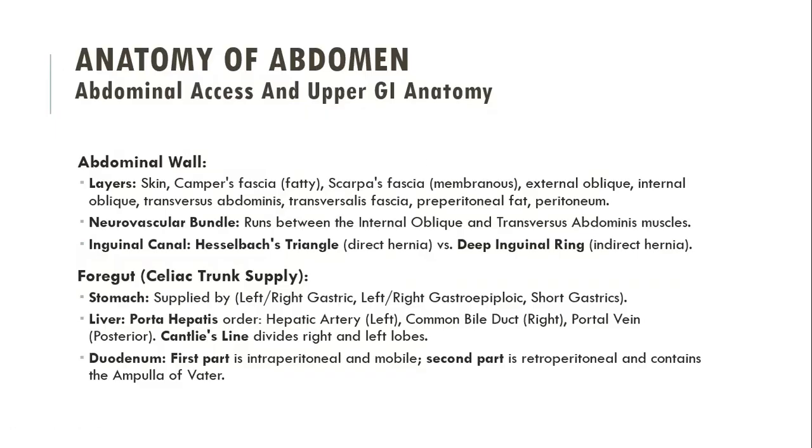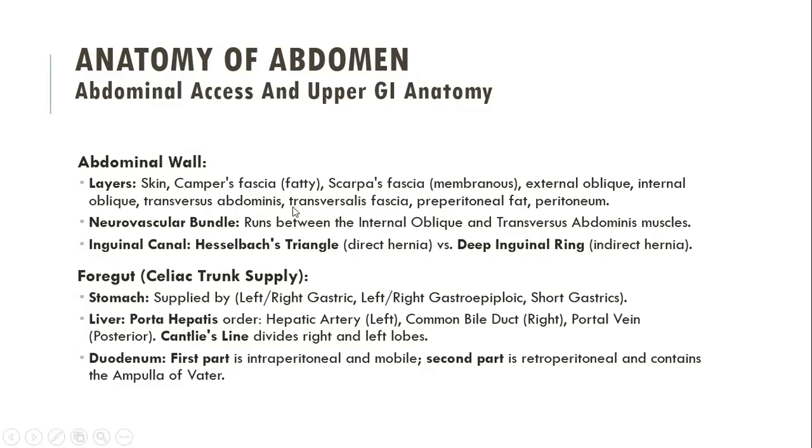Now, for abdominal anatomy, basically you have to see what the abdominal wall is and how the blood supply in the abdomen is derived. The abdominal wall is very important and has many structures. Whenever you are doing surgery on the abdomen, you must go through all these layers. The abdominal wall consists of layers: first comes skin, then Camper's fascia, Scarpa's fascia, external oblique muscle, internal oblique muscle, transversus abdominis muscle, transversalis fascia, preperitoneal fat, and then you enter the peritoneum, and there you have the organs.